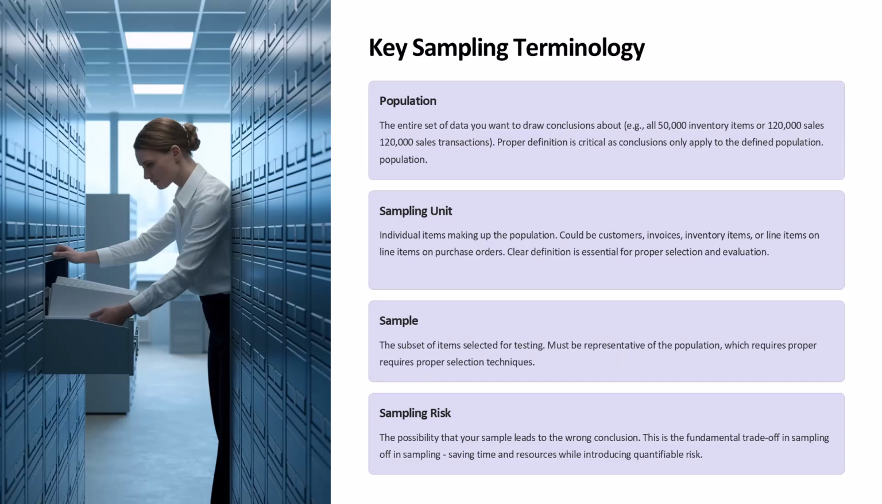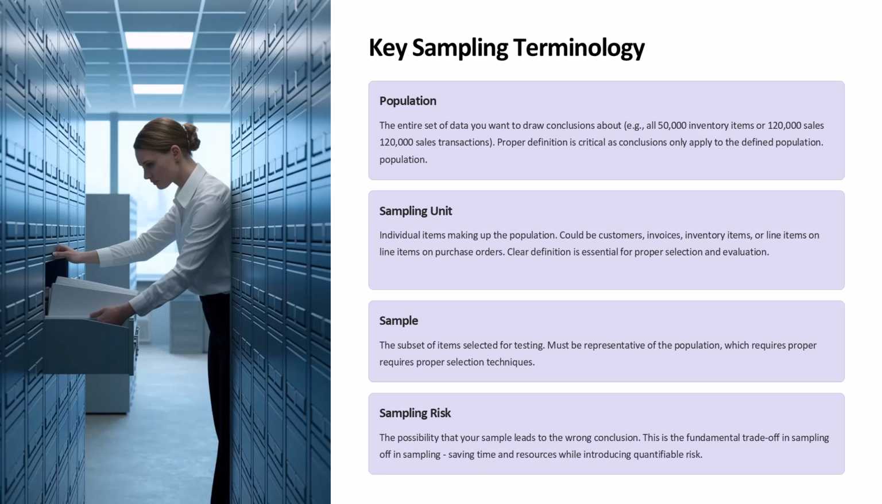Key sampling terminology. All right, let's get into it. Audit sampling is like dating. You don't need to meet every potential partner to know what you like and don't like. You just need a representative sample. This is the foundation of audit efficiency, allowing us to reach reasonable conclusions without testing everything.